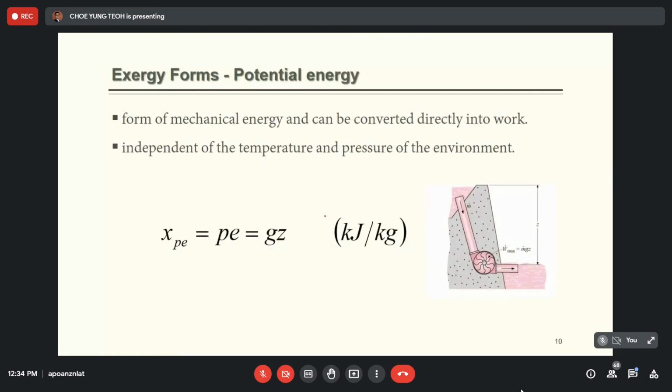The next one is the potential energy, and same thing, potential energy is mgh. And m equals 1, so you have only gh, using the height. Similarly, you convert from joule to kilojoule by dividing by 1000. Again, this potential energy is independent of the temperature and pressure of the environment. So we have kinetic energy and potential energy. These are the two forms of Exergy that we have. So now we go to the next one.